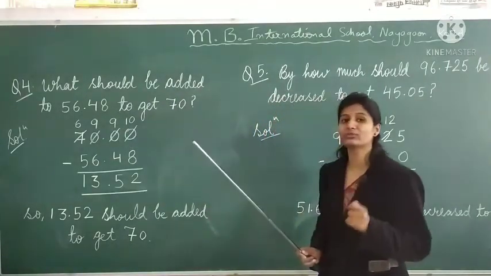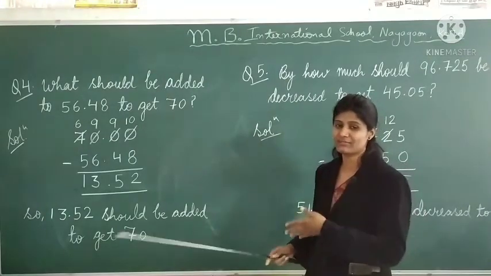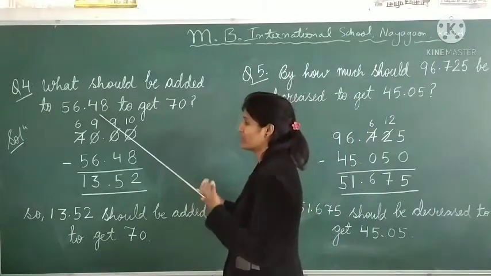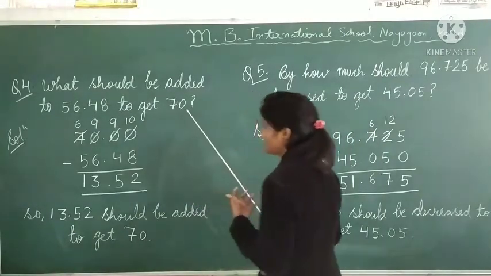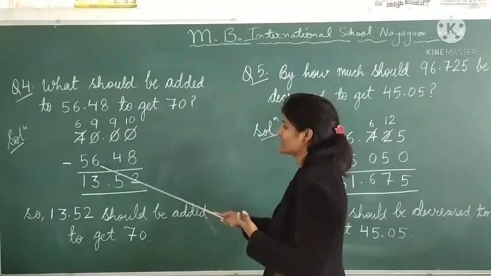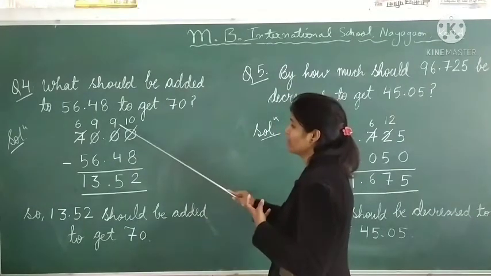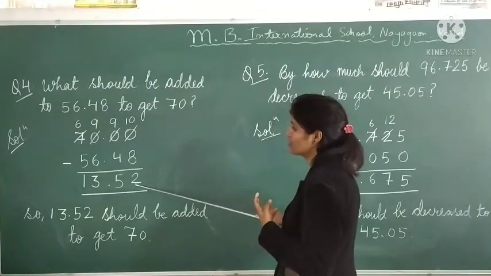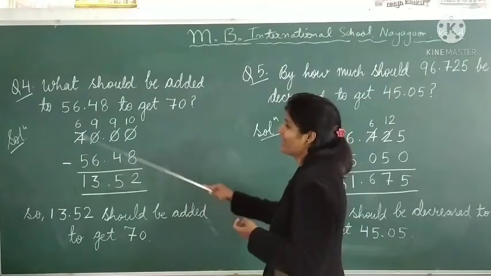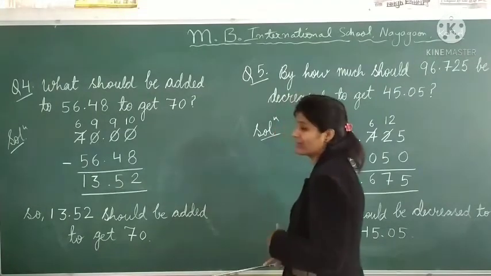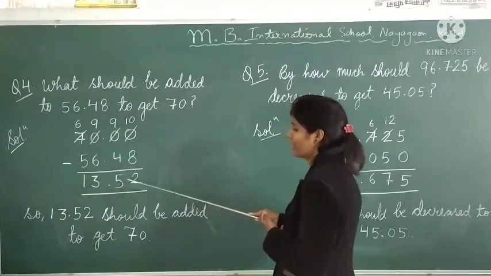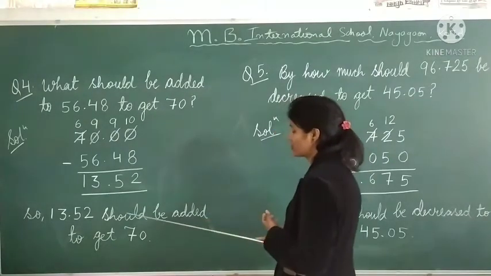But first you have to convert unlike decimal into like decimal. सबसे पहले हम unlike decimals को like decimal में convert करेंगे. Here there are 2 decimal places, 4 and 8. आपको यहाँ पे भी कितने decimal places चाहिए? 2 decimal places. So 70.00 minus 56.48. Start subtracting. Borrow 1 from this. 10 minus 8 is 2. 9 minus 4 is 5. Put the decimal. 9 minus 6 is 3. And 6 minus 5 is 1. So when we subtract 56.48 from 70.00, we got 13.52. So 13.52 should be added to get 70.